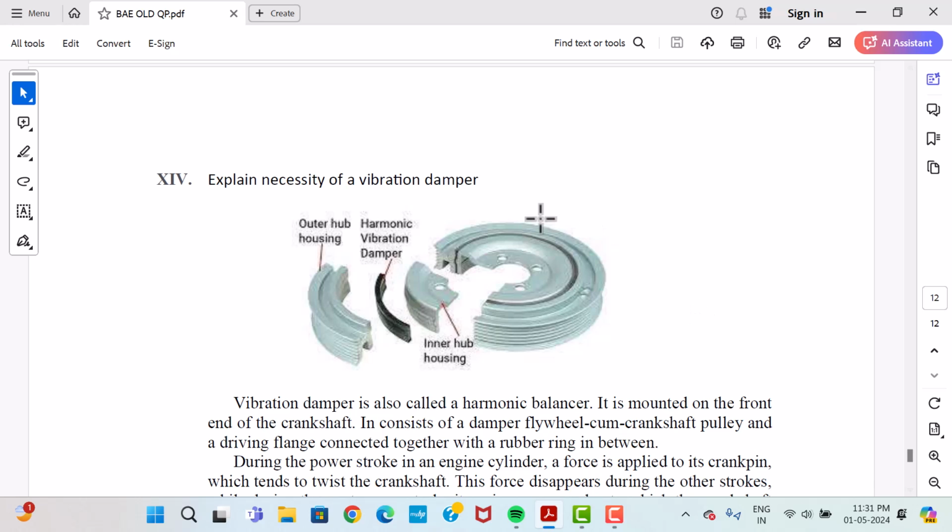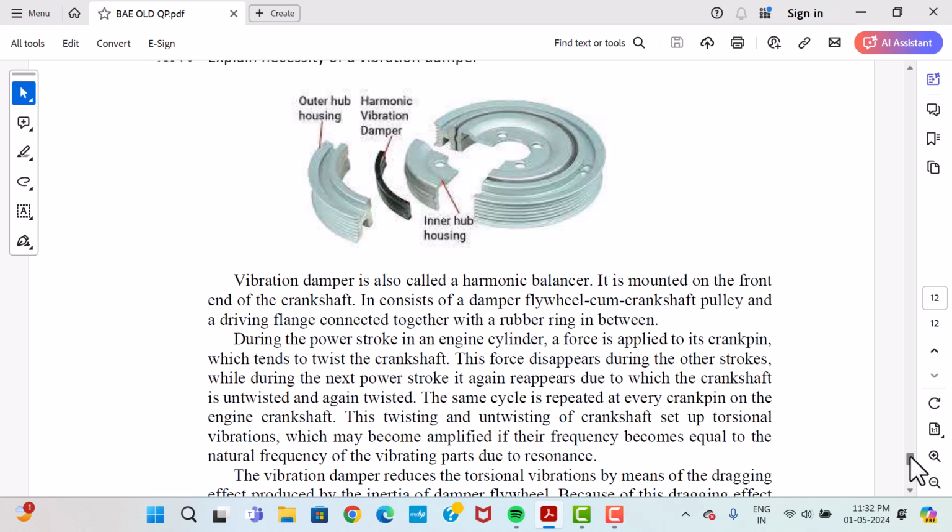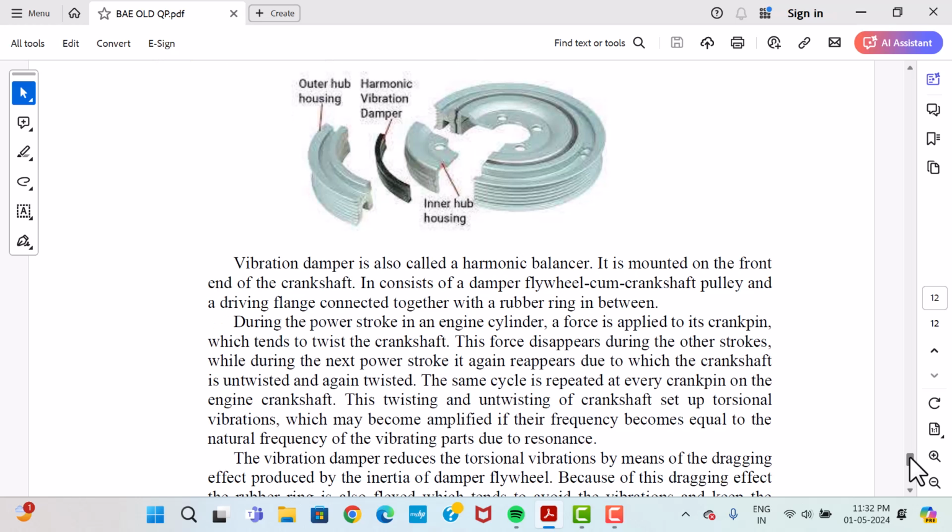14th question, the last question: explain the necessity of a vibration damper. Whenever the engine is working, there will be torsional vibration. In a four-stroke petrol engine, out of the four strokes, we get only one power stroke. That is, in two revolutions, only one stroke gives power. So there will be fluctuation of this energy or movement due to the piston movement, and this fluctuation, the torsion, creates the torsional vibration.